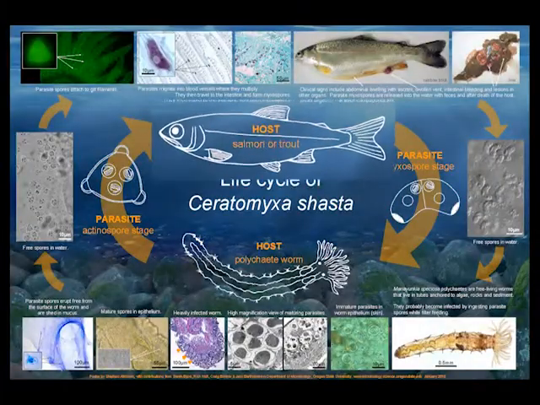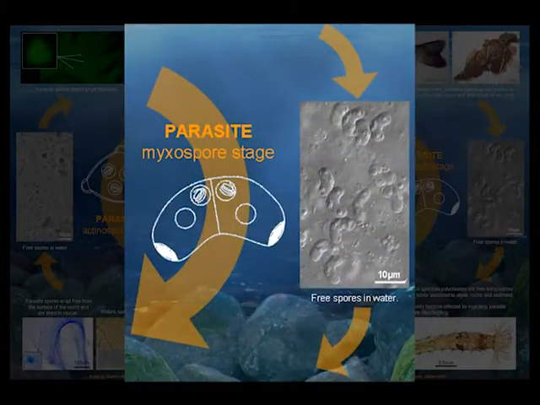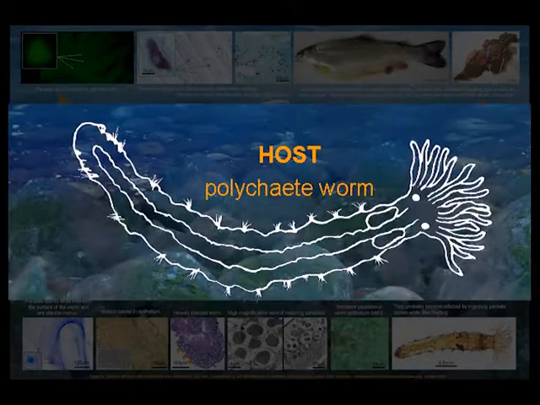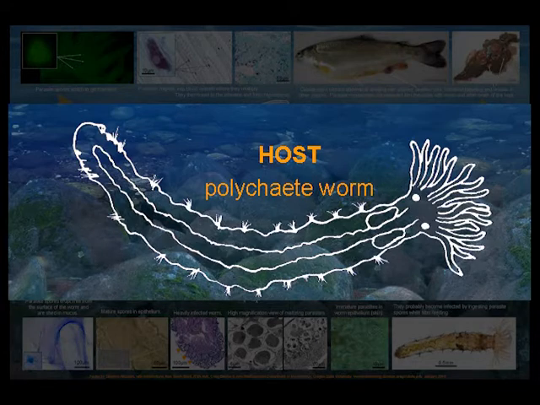Now we understand that there are four major stages of the Ceratamixa life cycle. Infected salmon die and release the myxospore stage. These are small, hard spores. They're shaped like tiny kidney beans, and they'll sink into the sediment. The polychaete worm that lives in the sediment is a filter feeder, and it consumes the spore, which then infects the worm through the gut.